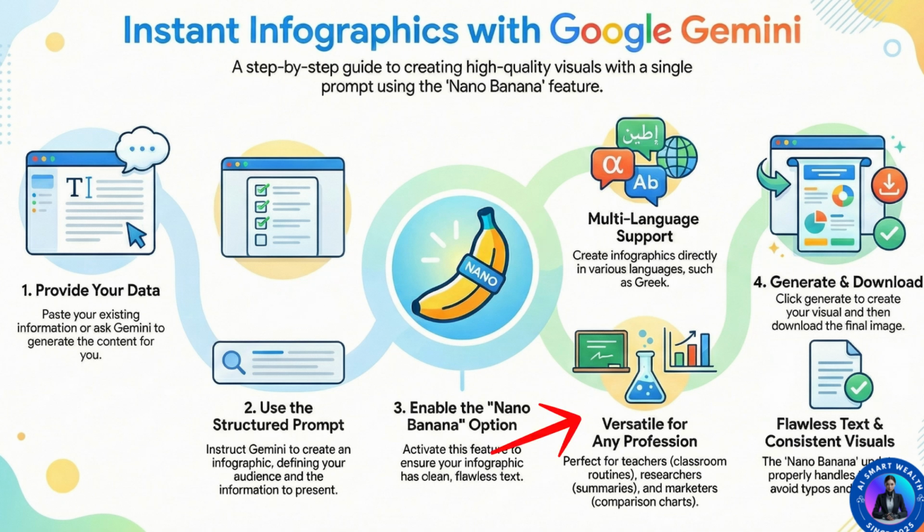And beyond those 5 steps, there are 2 bonus perks you'll love. First, Gemini is versatile, whether you're a teacher making classroom routines, a researcher summarizing data, or a marketer building comparison charts. It adapts perfectly to your needs. Second, the Nano Banana update guarantees flawless text and consistent visuals, so your infographic always looks polished and professional.